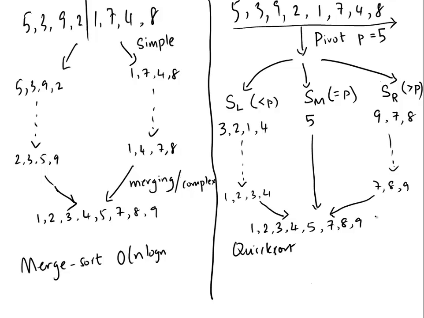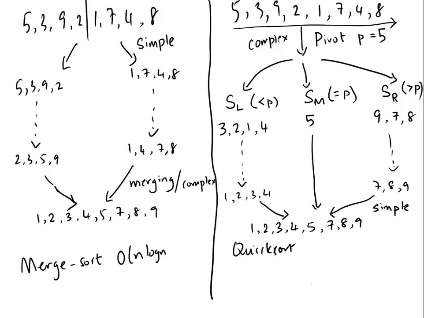So in some sense, this is the opposite of merge sort in the sense that I'm doing a slightly more complex operation in splitting the lists into two parts, right? But when I put them back together, the operation is much simpler, right? I just concatenate the lists.